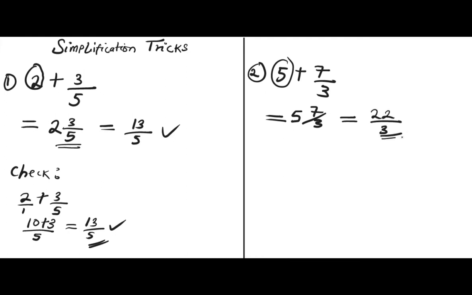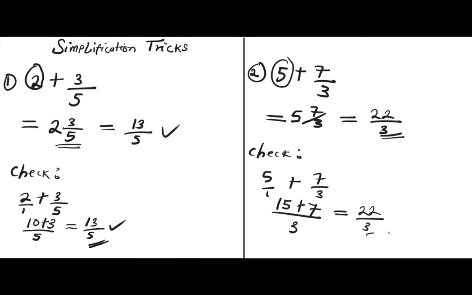So let's check. We have 5 over 1 plus 7 over 3, and the LCM here is 3. 3 divided by 1, 3. 3 times 5, 15, plus 3 divided by 3, 1. 1 times 7, 7. So you have 15 plus 7, 22 over 3. So this is correct and this is also correct.